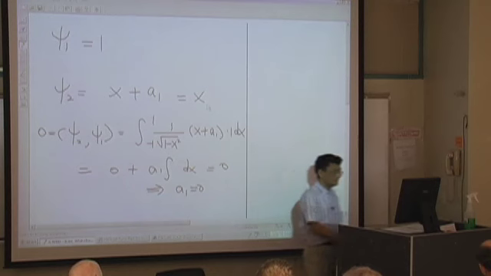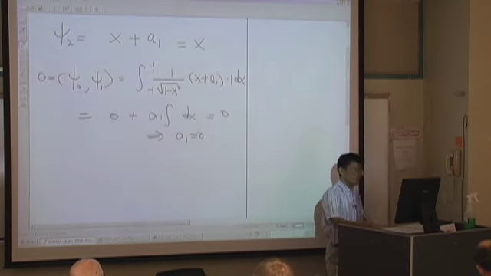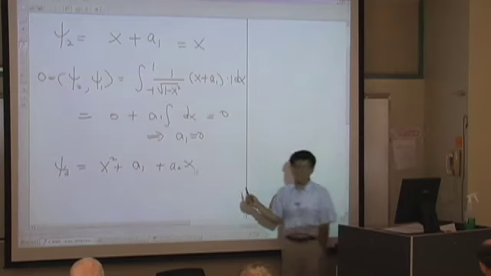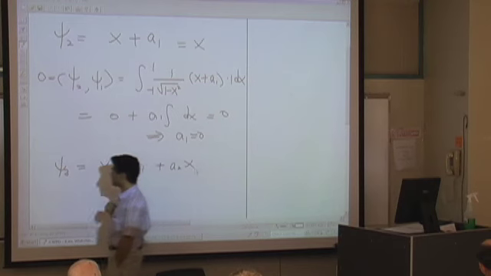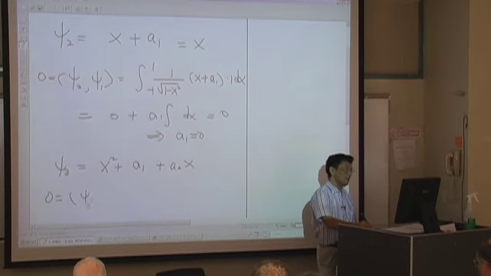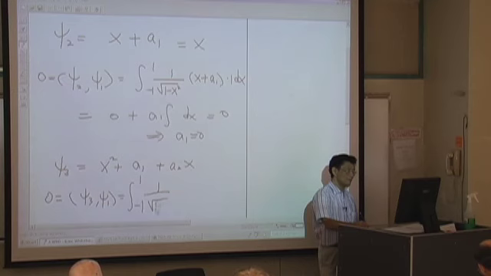So the next case is psi 3, right? Psi 3 is nothing but x squared plus a1 times 1, and then a2 times x, right? This is psi 3. Then the inner product of psi 3 and psi 1 equals 0, which is the integral from -1 to 1, 1 over the square root of 1 minus x squared, and then psi 3, x squared plus a1 plus a2x, multiplied by psi 1, that is 1, dx.